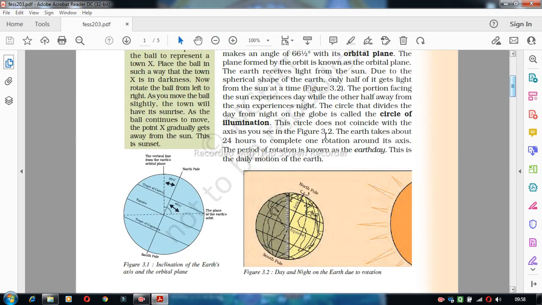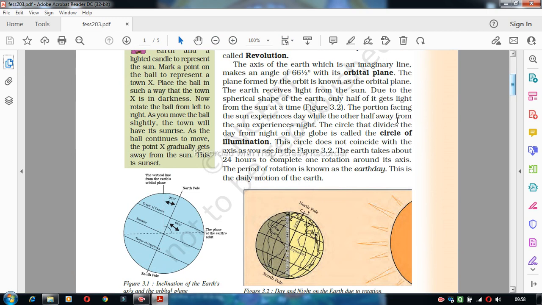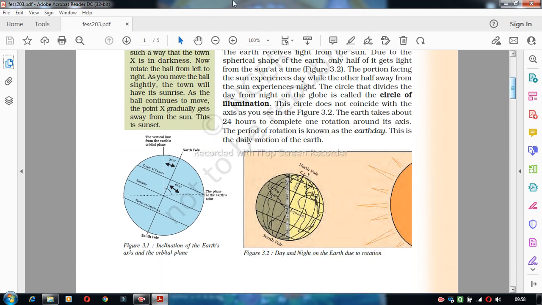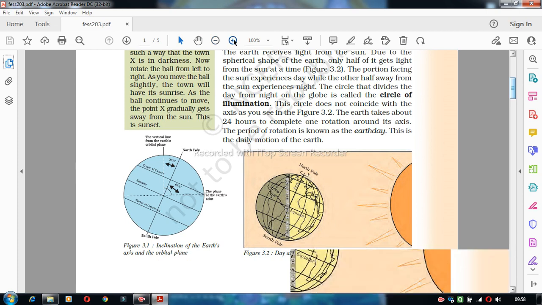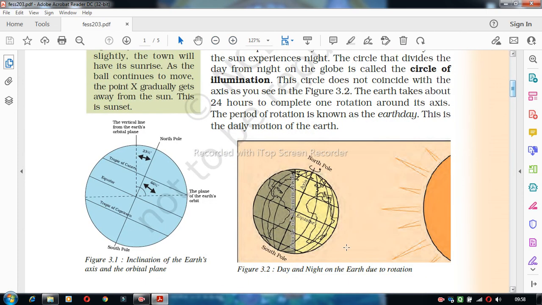Next, moving further to see the circle of illumination. The circle that divides day and night on the globe is called the circle of illumination. Here in this diagram it is clearly shown. I am expanding it a little bit so you can observe it. This is the circle of illumination. North pole, south pole. This side is dark, this side is light. The dark portion is going to be called night, and this light, yellowish one is going to be called day.